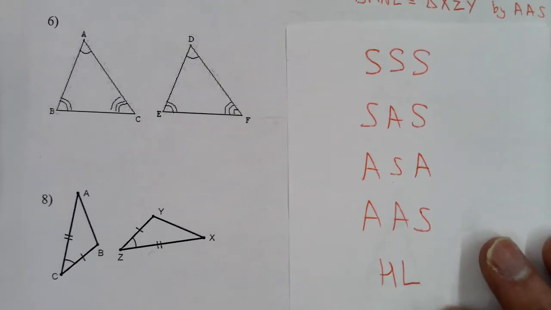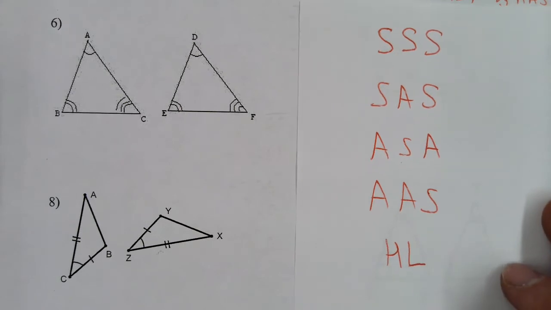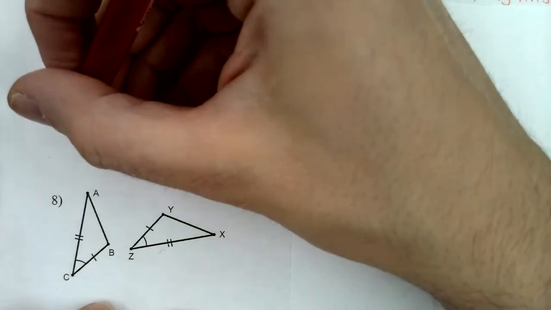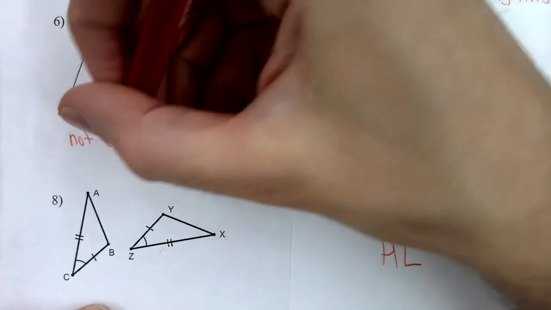Number 6, does that match any of our criteria? No. Angle, angle, angle is not a thing for triangle congruence. They may be congruent, but we cannot conclude that for a fact. So I'm going to say not enough information.